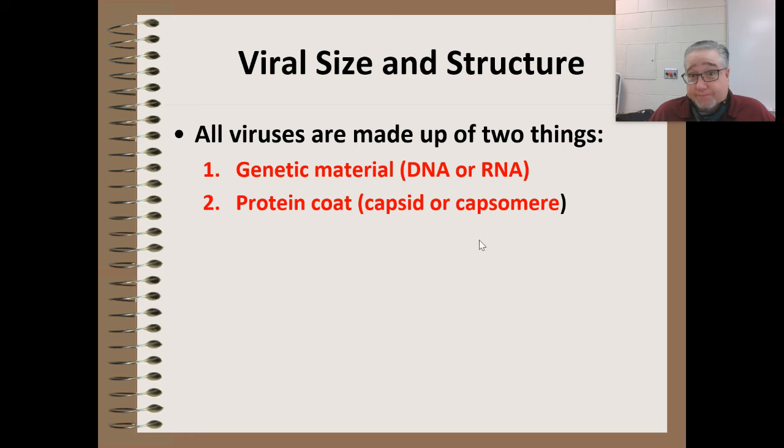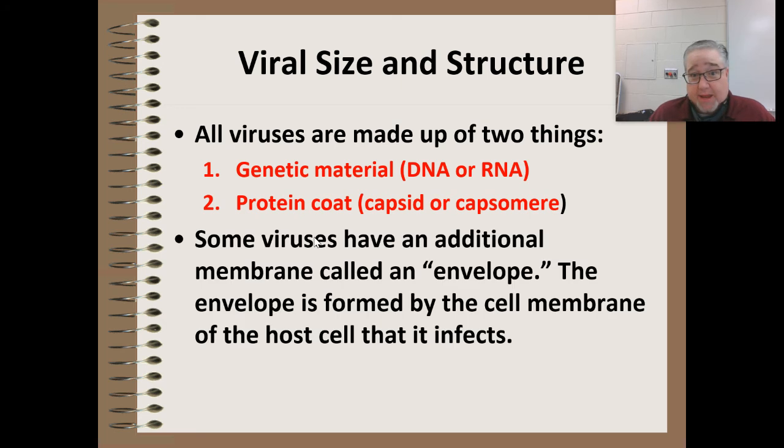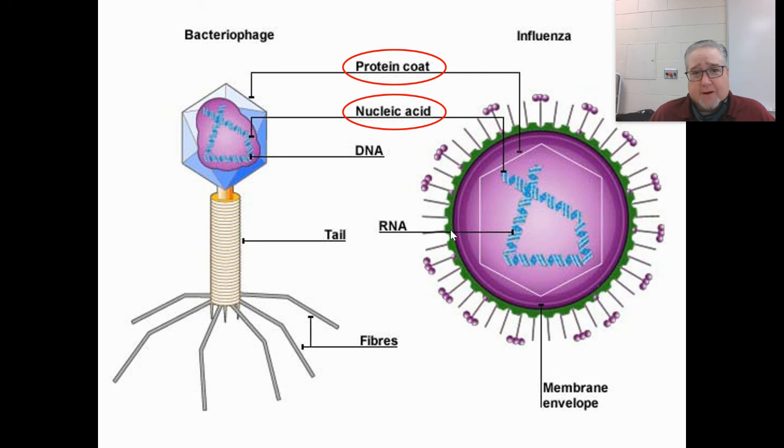A protein coat. This is called a capsid or a capsomere. I'll show you a picture of this in a second, but it's basically just a coating around that DNA or around that genetic material. Some viruses have some additional materials as well. Some have an extra envelope around them. You'll see in this picture on the next slide that there are some additional components to some viruses as well.